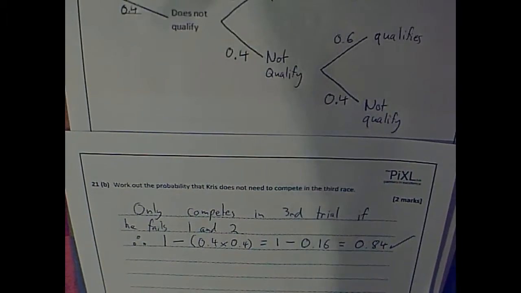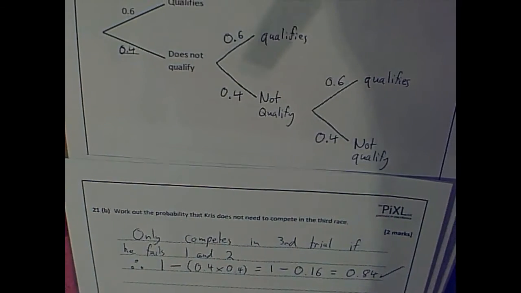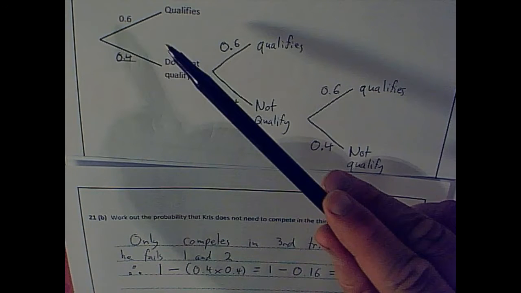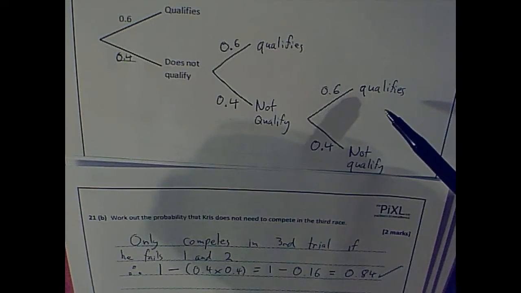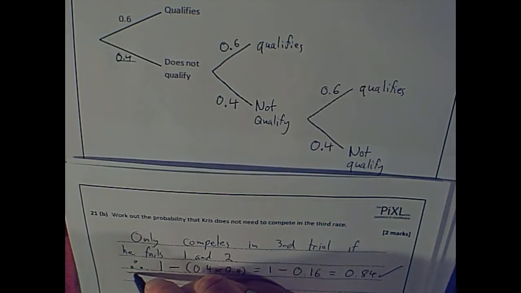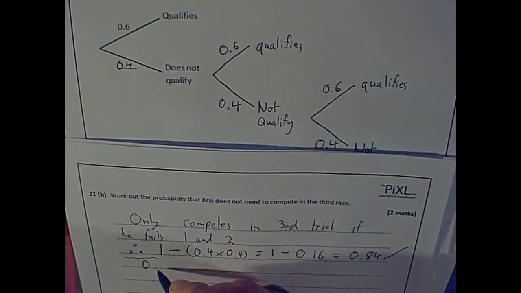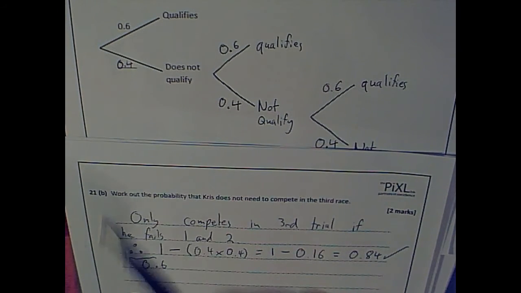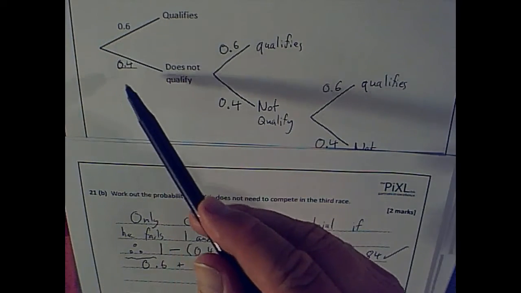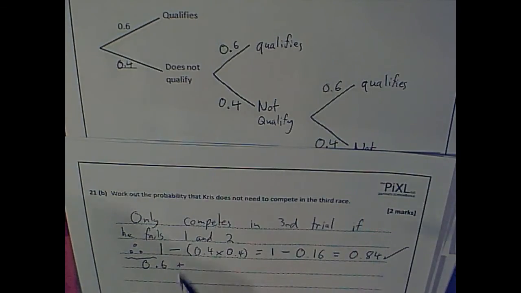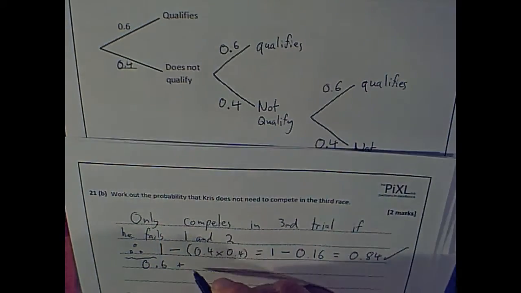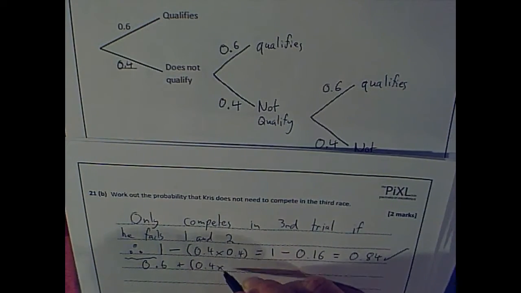And just to show you an alternative method, I could look at the chances that he either qualifies, or he doesn't qualify and then qualifies. Because those are the 2 things that could happen, right? That would mean that he doesn't take part in this race here. So this is an alternate method. My chances would be 0.6, that's the chances that he qualifies straight away, or this probability: 0.4 times 0.6, the chances that he doesn't qualify and then does qualify. So that is plus 0.4 times 0.6.